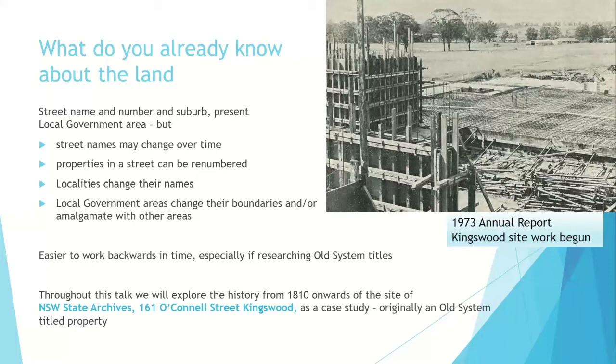And also localities can change their name over time. Local government areas change their boundaries or they amalgamate with other areas. It's always easier when researching land to work backwards in time, especially if researching old system titles. So we're going to use a case study for this talk, and that case study is the property we're on at the moment, 161 O'Connell Street, Kingswood. And that was originally an old system titled property.